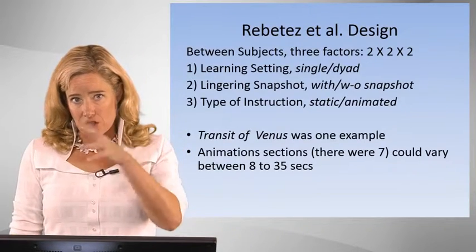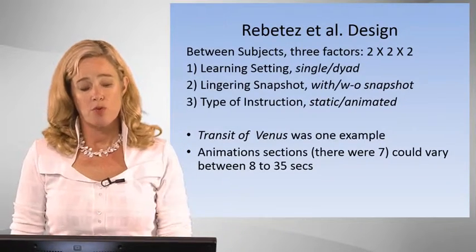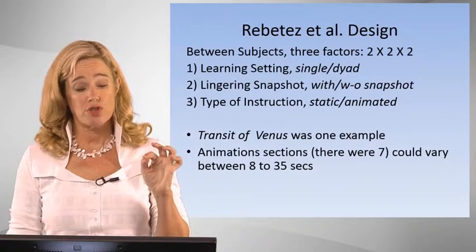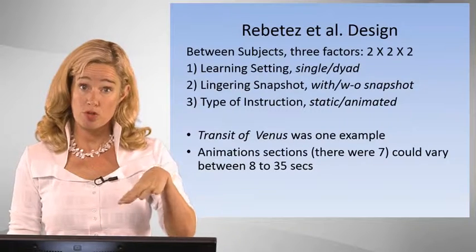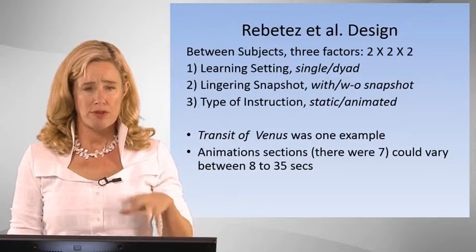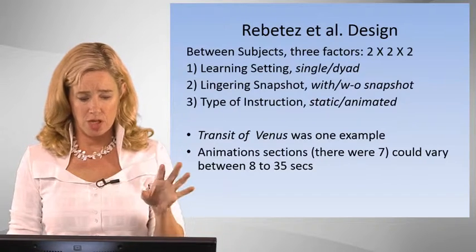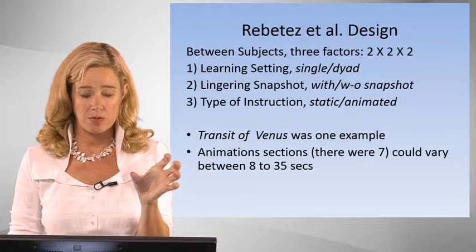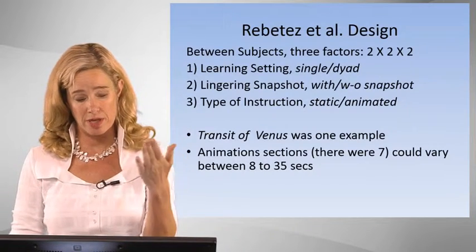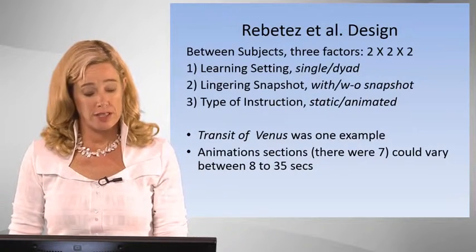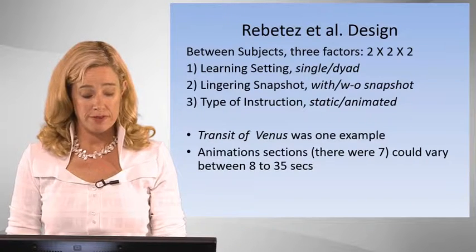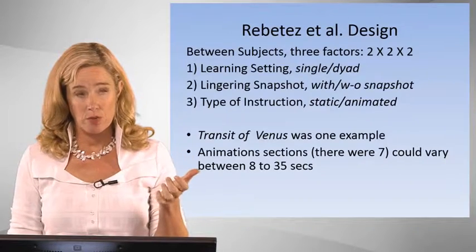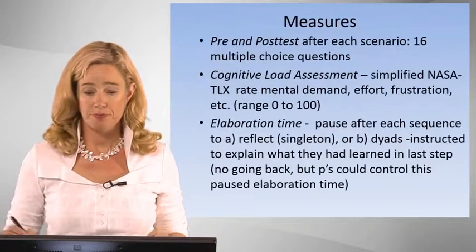So there were 7 sections in this experiment. The design was quite elegant, between subjects with 3 factors, 2 levels in each factor. The first factor was learning setting, with a single person or a dyad. The second was whether a lingering snapshot stayed up on screen or not. And the third factor was type of instruction. Was it static, with static images, or was it animated? The topic was Transit of Venus. Another topic was Rifts. The animation sections, again, there were 7 of them, varied anywhere between 8 to 35 seconds.